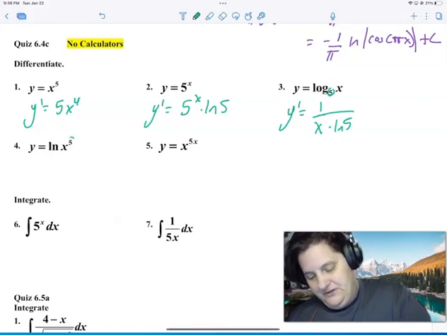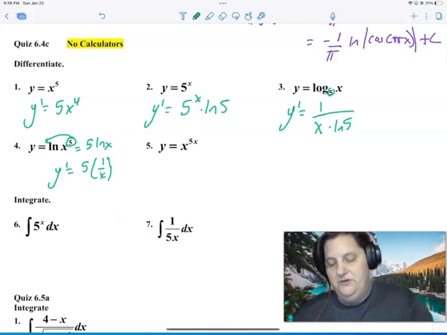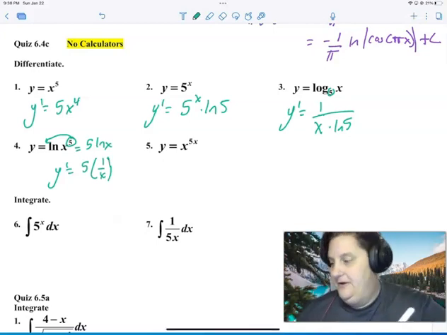Now this, you guys, look, that 5 I can move down in front, right? And call this 5 ln x. And then the derivative is 5 times 1 over x. That's a really fast way to do it. You could also do a chain rule and it'll simplify, okay?